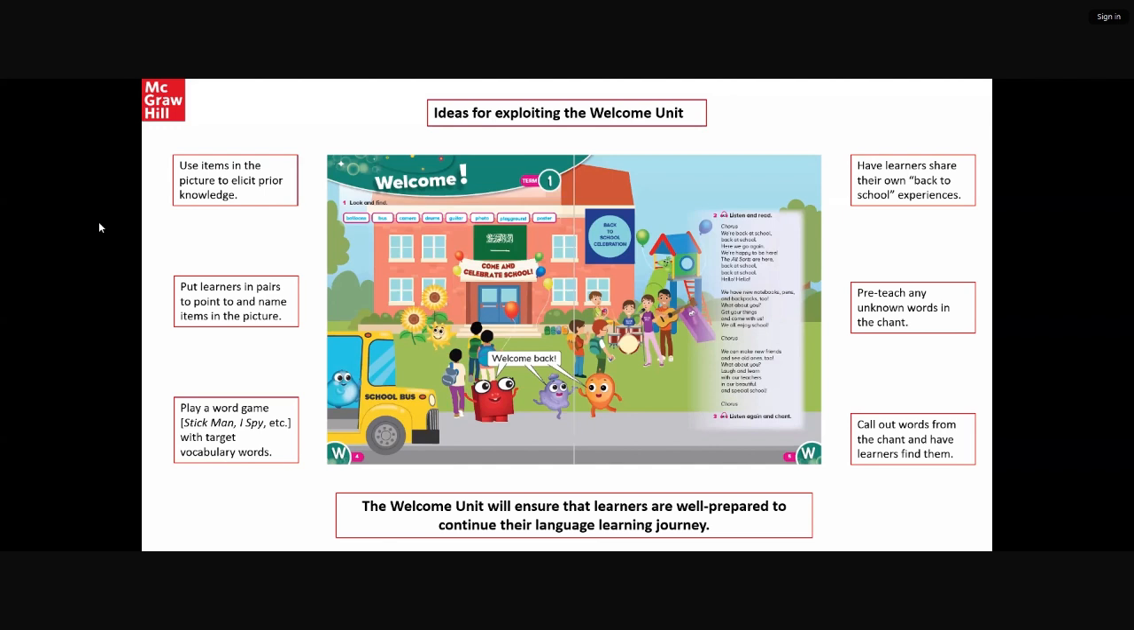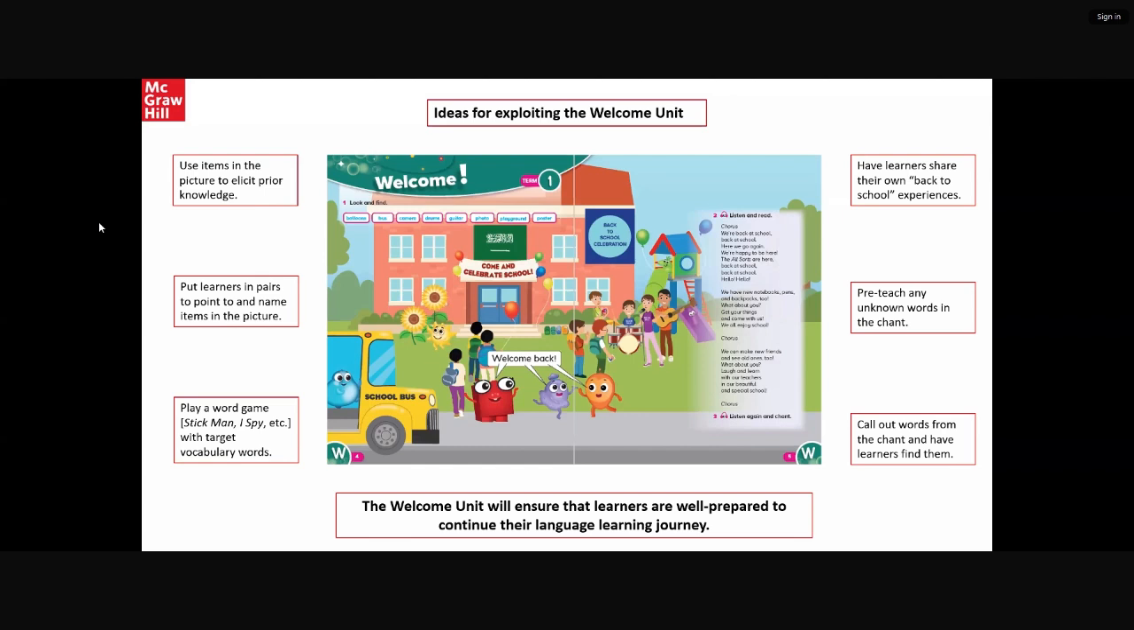They're just suggestions. So looking at this particular spread, I'm going to go down the left side of the boxes in the first place. So going down here, use items in the picture to elicit prior knowledge. This gives us the opportunity to establish the levels of prior knowledge amongst our students. So there's plenty of things in the picture you could ask about. You could put, to the second point, learners in pairs to point to and name items in the picture. Depending on how successful your students are at that, will give you an indication of their prior knowledge. Okay, so it establishes a little bit of a baseline.